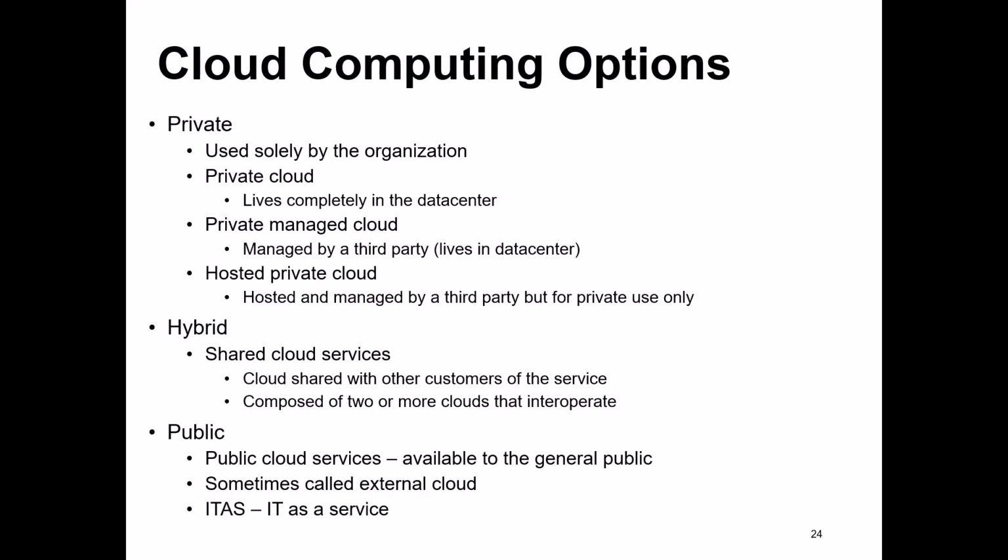So as I mentioned, private cloud is used solely by your organization, and it lives completely either in your data center or, if you've outsourced, in the outsourced data center. It's typically managed either by people within your data center or by a third party that you subcontract out to. You can have hosted private clouds as well, which I mentioned, and they can be hosted and managed by a third party, but they're for private use only. And then our hybrid clouds are where we do shared cloud services. So parts of the cloud will be shared with other customers of the service, and it's typically two or more clouds that interoperate together. And then finally, as I mentioned before, we have public cloud. That's stuff that's available to the general public. It's sometimes called an external cloud or IT as a service.